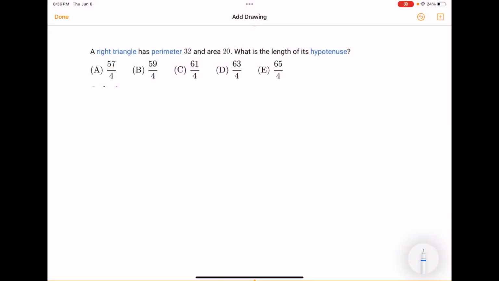The problem states a right triangle has perimeter 32 and area 20. What is the length of its hypotenuse?